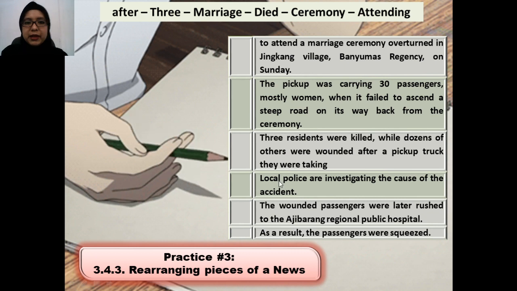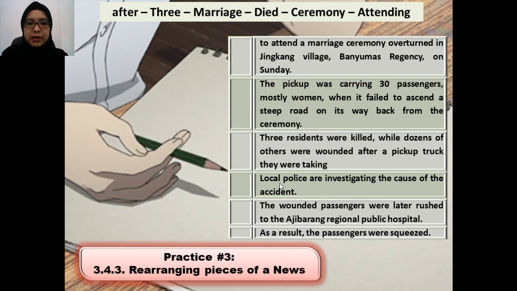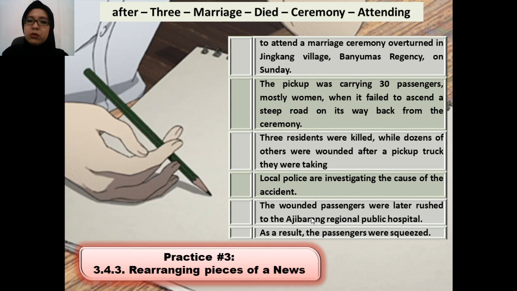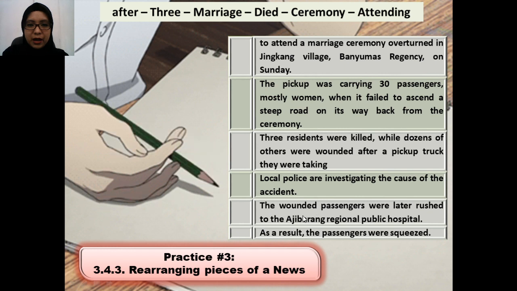Next, row number 4. Local police are investigating the cause of the accident. No, I don't think so. Ya, karena tiba-tiba di sini ada source. Okay, source tidak mungkin di awal sebuah teks. Okay, next. The wounded passengers were later rushed. Oh, right. This cannot be as the one to start either. Ini juga nggak bisa ya. Karena tiba-tiba dia bicara the wounded passengers. Membicarakan passengers yang terluka. Nggak bisa ya.